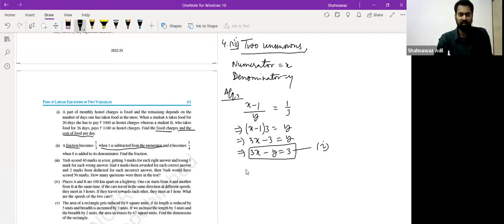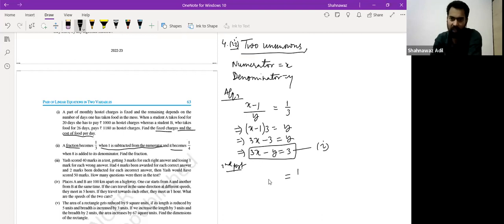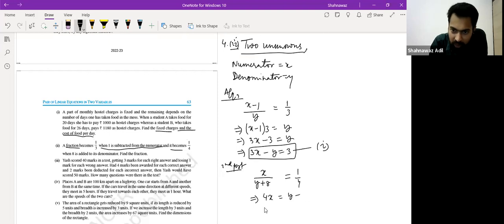Right? And what is the second part? 1/4 when added to its denominator, it becomes 1/4. So what will be on the other side? 1/4, and then x by y plus 8. Right. So this is the second information. So this becomes 4x minus y is 8. Right.